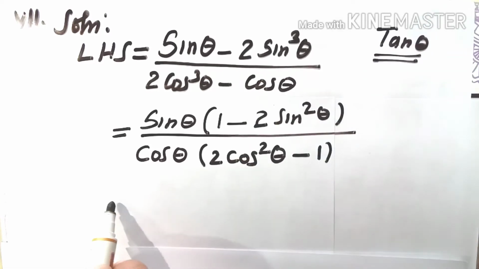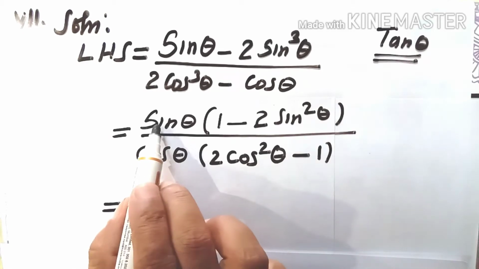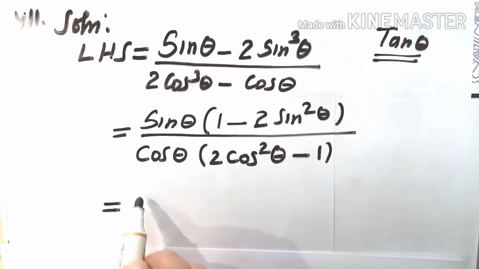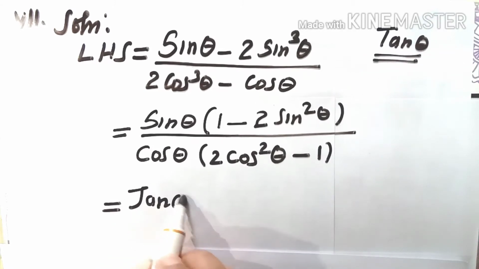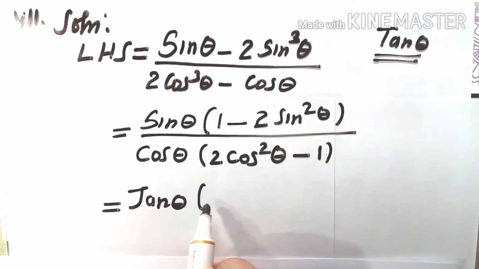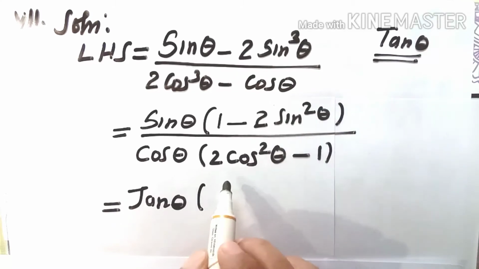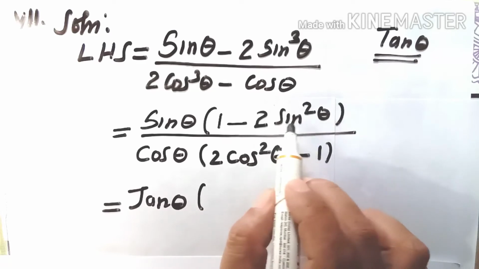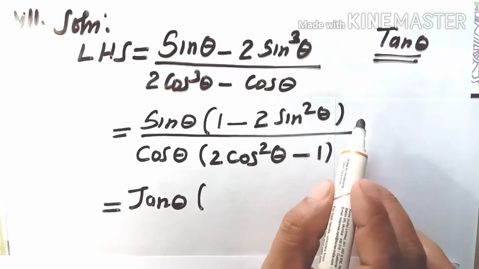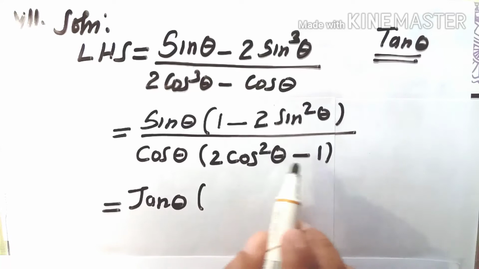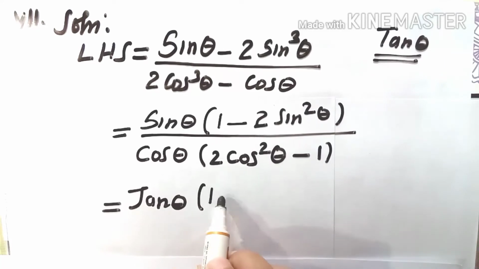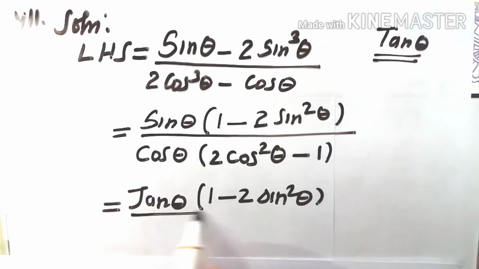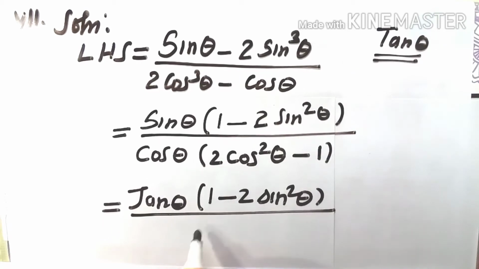Now sin θ by cos θ is tan θ, so we can take tan θ out. After that, you'll have to cancel these two parts, so we need to convert into the same factor. Either convert sin² θ into cos² θ, or cos into sin. So here we have 1 minus 2 into sin² θ, divided by, here we have 2.